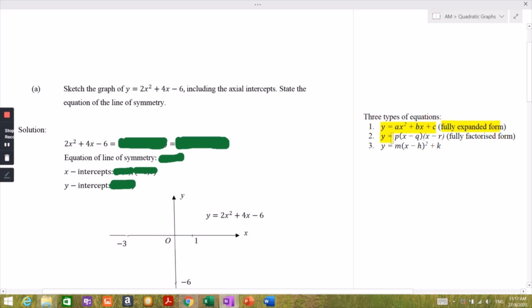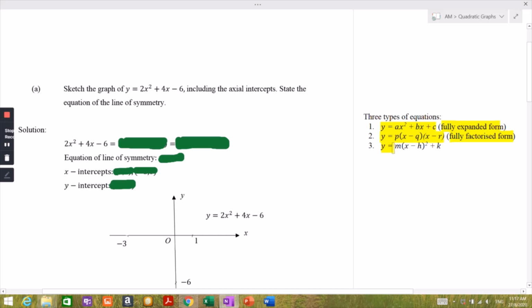The second type is what we call y equals p times x minus q times x minus r. This is what we call the fully factorized form. A little bit more useful in the sense that from here you know what the x-intercepts are, right? The values where your y equals 0.